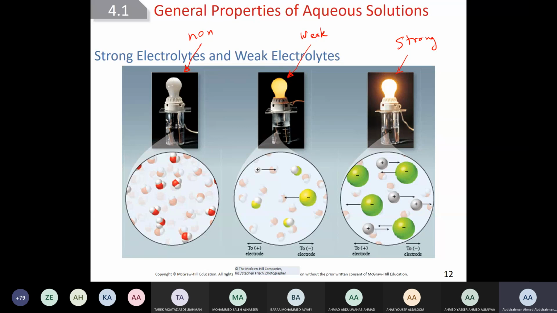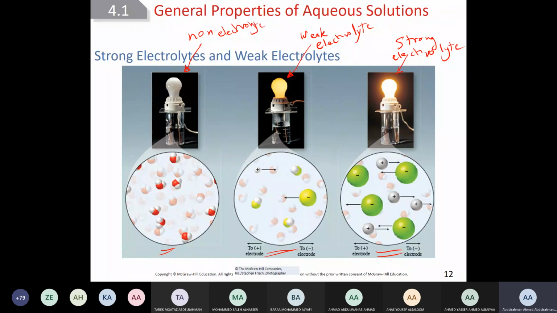Okay, what does that mean? Is this solution electrolyte or not electrolyte? It is electrolyte. It must be strong electrolyte. Clear? How about this solution? Yes, weak electrolyte. It is also electrolyte, but it's weak. Okay, how about this one, the last one? Non-electrolyte.